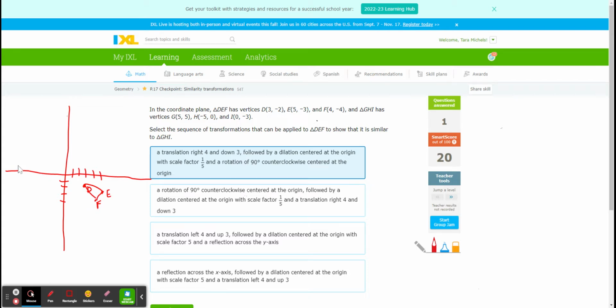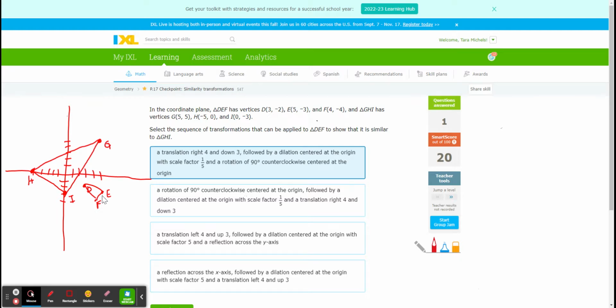All right, GHI is at 5, 5, 3, 4, 5, -5, 1, 2, 3, 4, 5, 0. That's H, G, and I is at 0, -3. So there's I. All right, you can see the two triangles here. It says select the sequence of transformations that can be applied to DEF to show that it is similar to GHI.